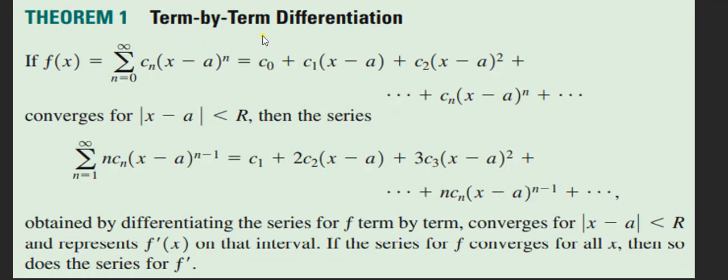Now let's talk about term-by-term differentiation. If you have f of x equals the summation of n equals 0 to infinity of c of n times the quantity x minus a to the power of n, and when you expand it, you get these terms. And this converges for absolute value of x minus a is less than r, where r represents the radius of convergence.